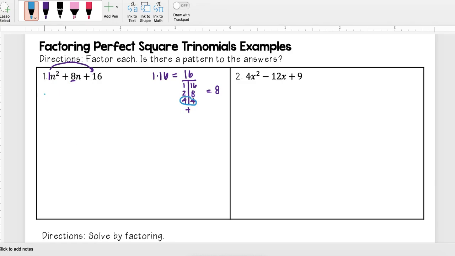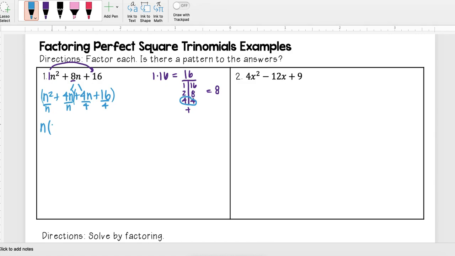So from there I'm going to split the middle. And instead of 8n, I'm going to have 4n plus 4n, then plus 16. Now that I have 4 terms, I want to go ahead and factor by grouping, so I'm going to pair these off. The GCF of my first pair is just n. The GCF of my second pair is 4. So my GCF goes out in front.